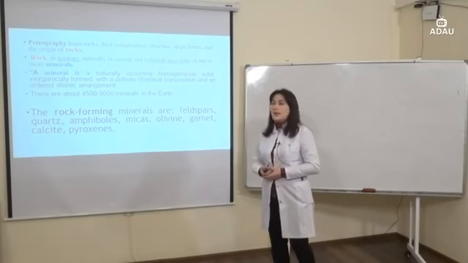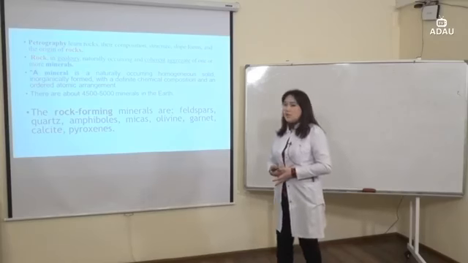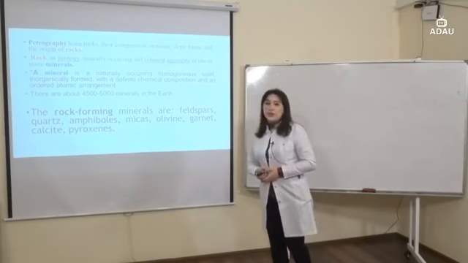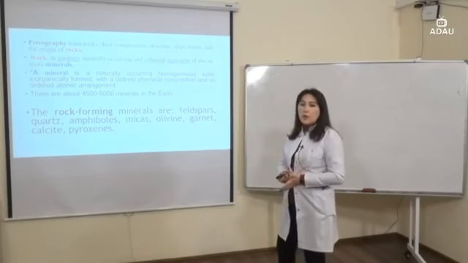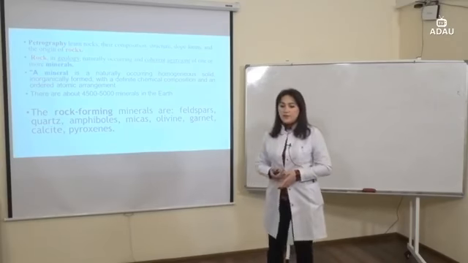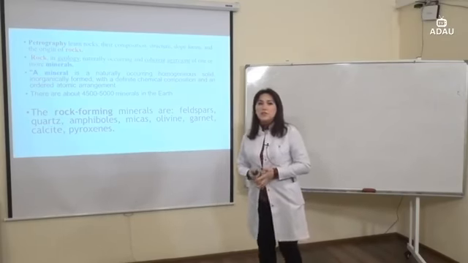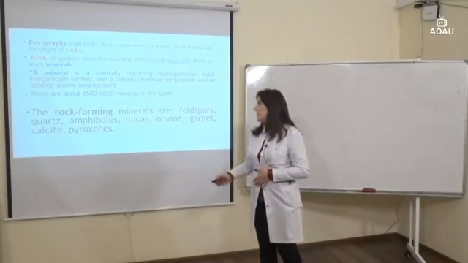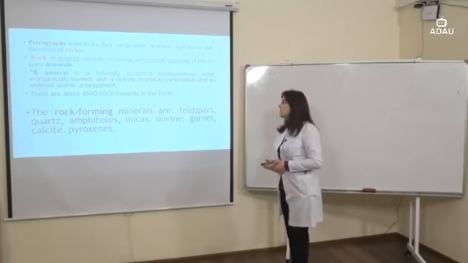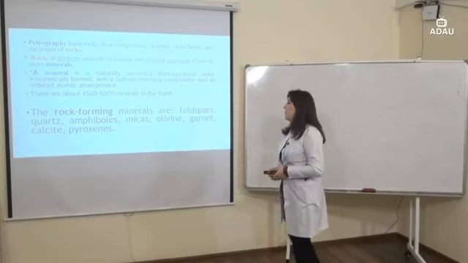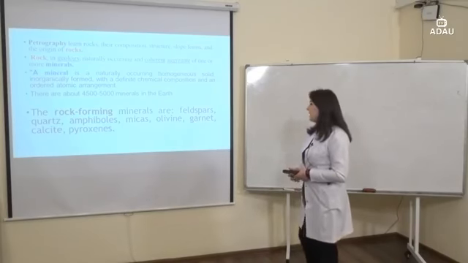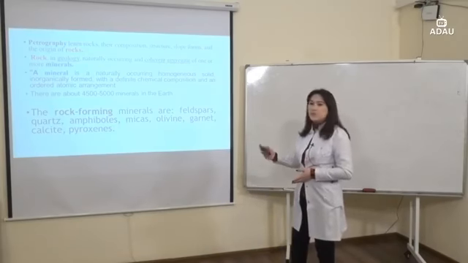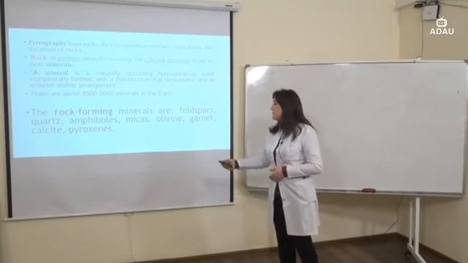often a solid material with defined chemical and physical composition and an ordered atomic arrangement. There are about 4,500 to 5,000 minerals in the earth. Just 50 of them are rock-forming minerals. For example, feldspar, quartz, amphibole, micas, olivine, garnet, calcite, and pyroxenes are rock-forming minerals. I said that just 50 minerals are rock-forming minerals.